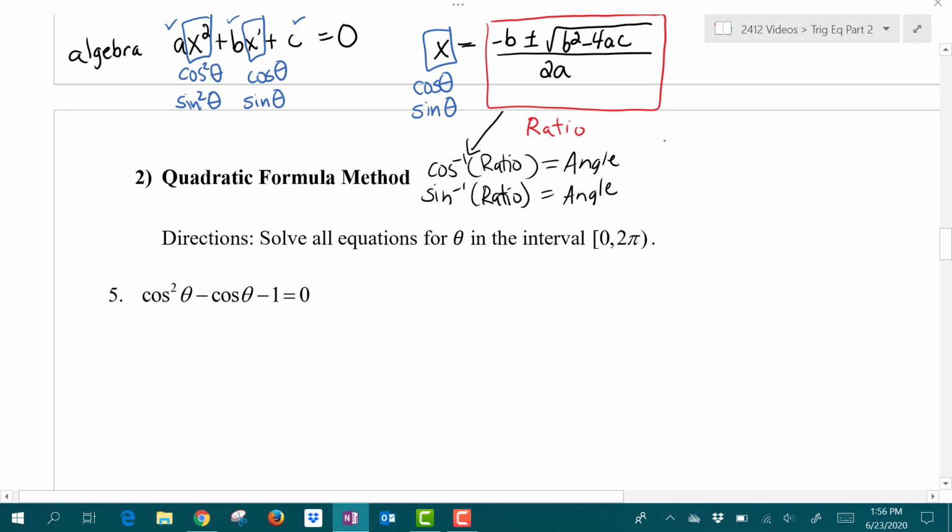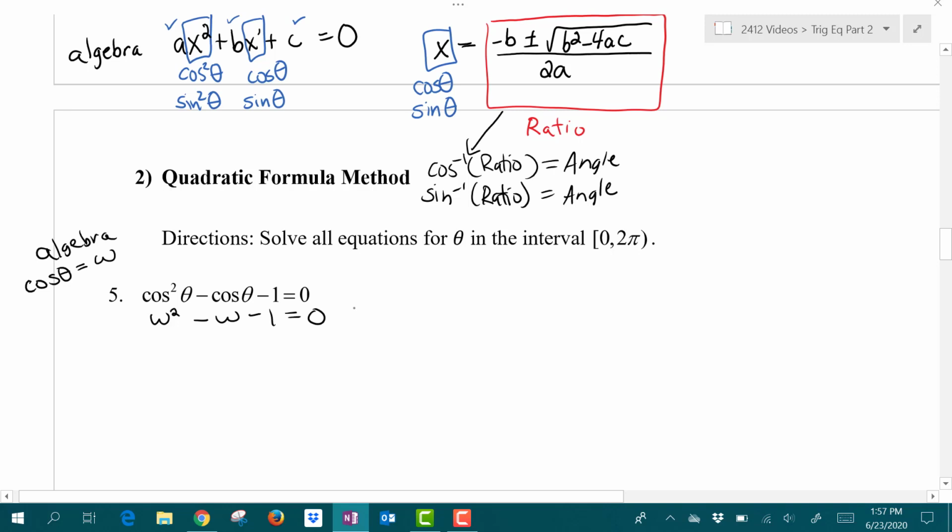Alright, so that's a basic overview of the method. How do we apply it to a particular problem? So let's look at number 5. Cosine squared theta minus cosine theta minus 1 equals 0. So first of all, if I were to think about this in terms of the algebra, we let the trig function be represented by an algebraic variable. Let's just say for this case w. So that would be w squared minus w minus 1 equals 0. So that's kind of the algebraic form of that.